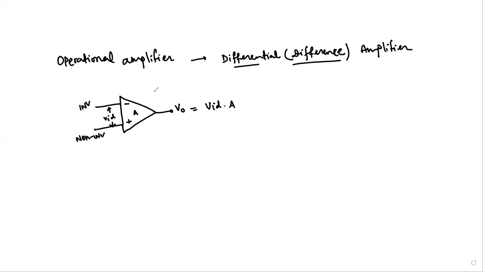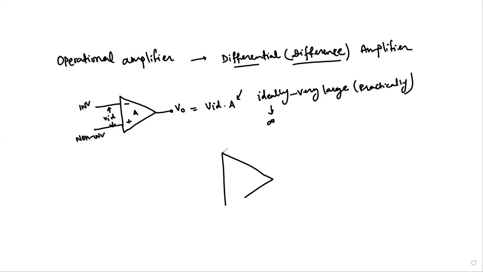In the open loop, when there is no feedback, this gain is very large. Ideally it's infinite, and practically it's very large. To employ such an amplifier without any feedback is not practical because it may saturate the output signal waveform. Therefore we usually employ this amplifier with feedback, and that's why we use it as a difference amplifier. So how to use that?